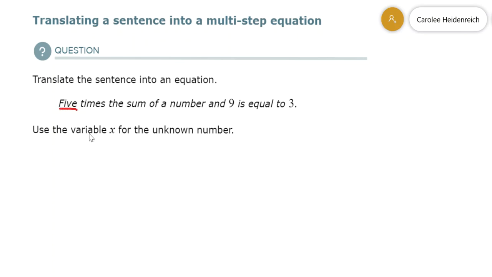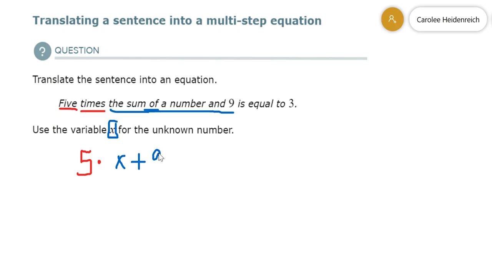So we've got the word 5, so I'm going to write down a 5. Then I've got the word times. Now this next part's a little bit tricky, but it says the sum. Now I can't put times and then plus, so when they give you the sum of, they're going to tell you the numbers next. Okay, so the sum of a number and 9. The number is going to be represented with x, so the sum of a number and 9.